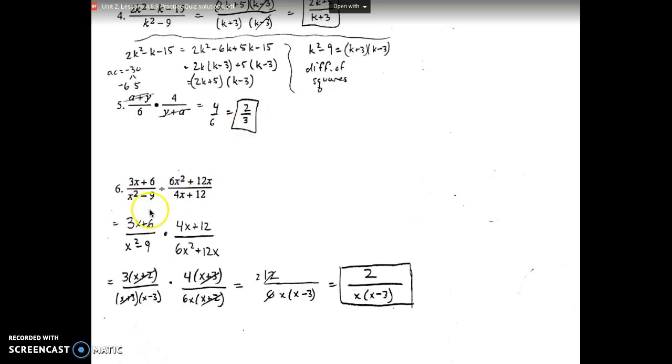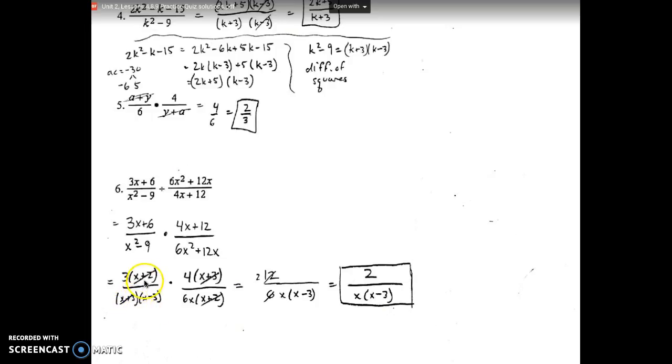For question 6, we have a fraction divided by a fraction. So the first thing I did is I flipped over the second fraction. When you flip the second fraction over, the division becomes multiplication. And then I factored each of the expressions. So this is my factorization.